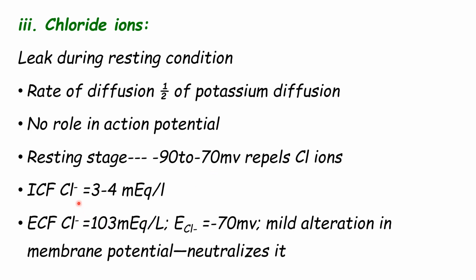The intracellular chloride concentration is about 3 to 4 milliequivalents per liter, and extracellular is about 103 milliequivalents per liter. Whenever there is mild alteration in membrane potential, what does chloride do? Suppose the membrane potential changes from minus 70 to minus 50. Chloride ions will start moving in and will try to neutralize, unless the stimulus is strong, a threshold stimulus, which causes drastic change in the membrane potential. So it may play a slight role in slight alteration of membrane permeability, and it may delay the action potential, but it will not be responsible for generation of the action potential.